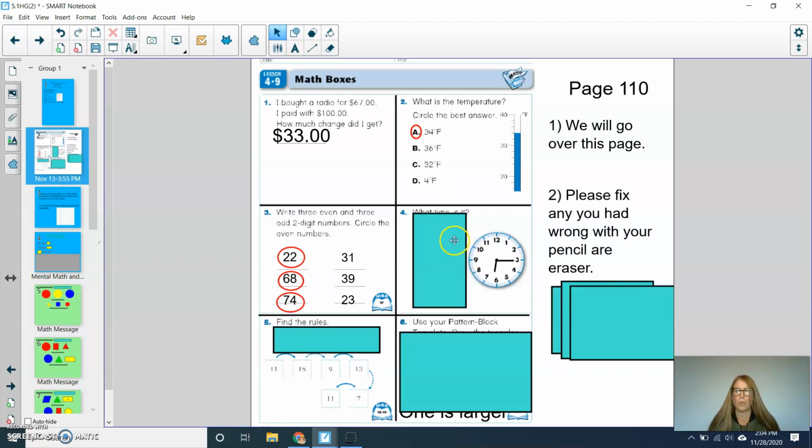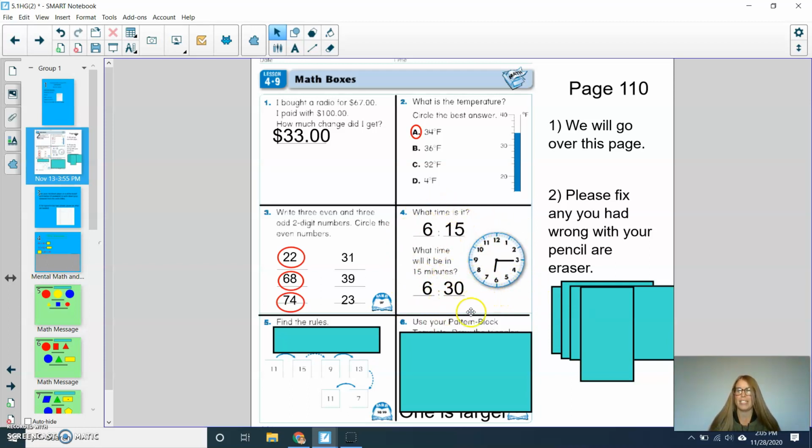For question number 4, what time is it? And the time that I have shown is 6:15. And then what time will it be in 15 minutes? It would be 6:30. If you have a different time that you put on your clock, then your answer needs to match what time you have on your clock.